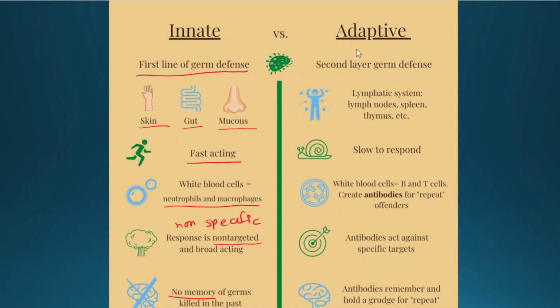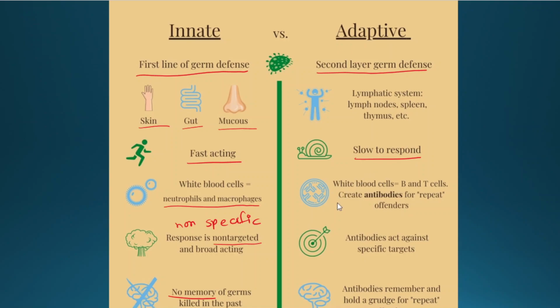The adaptive immunity is the second layer of germ defense. Yes, it is the second line of defense. It includes lymph nodes, spleen, and thymus. It is slow to respond. Yes, it will take 1 to 3 days to come into effect.